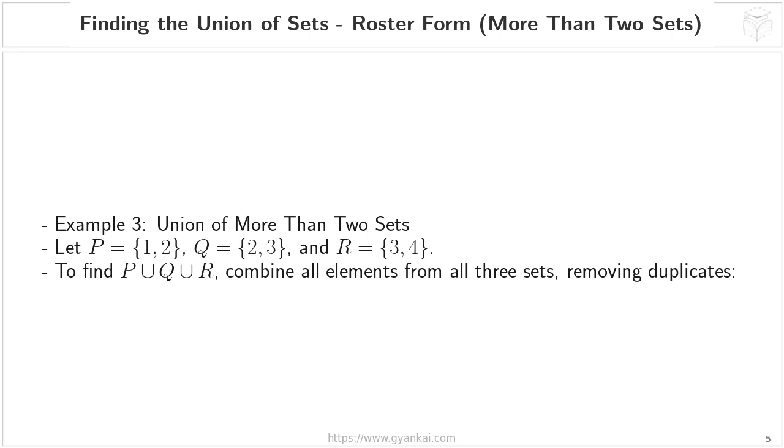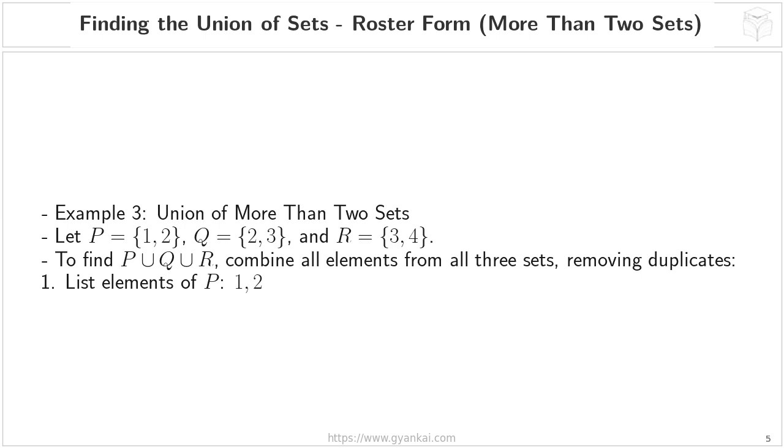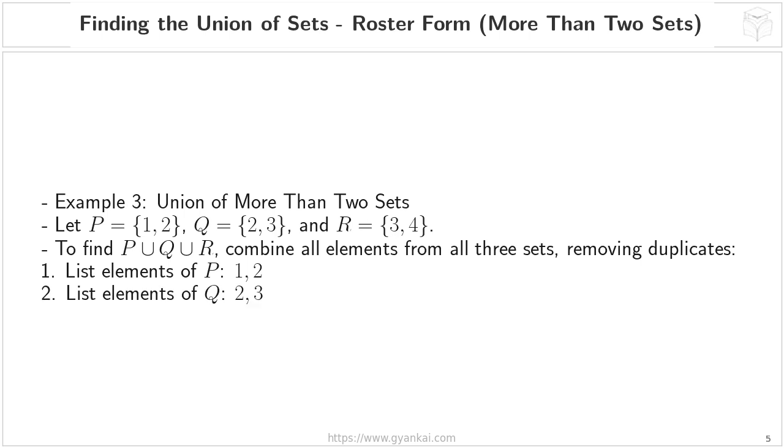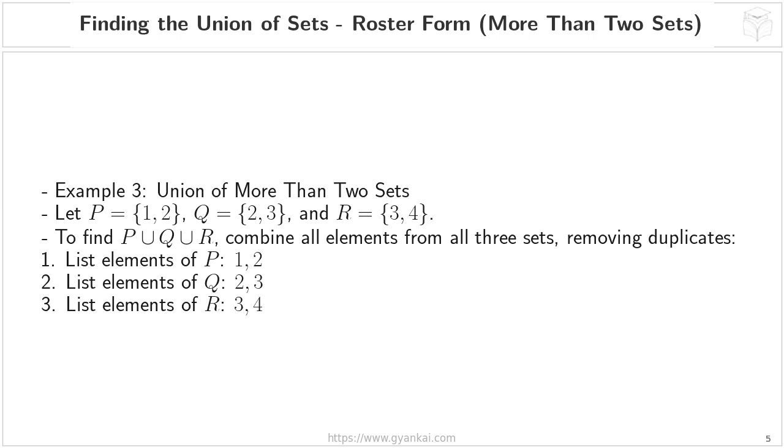Now, to find the union of all 3, which we write as P union Q union R, we simply combine all the elements from each set into one big group. Let's do that step by step. First, we list the elements of P, 1, 2. Then we list the elements of Q, 2, 3. Next, we list the elements of R, 3, 4.